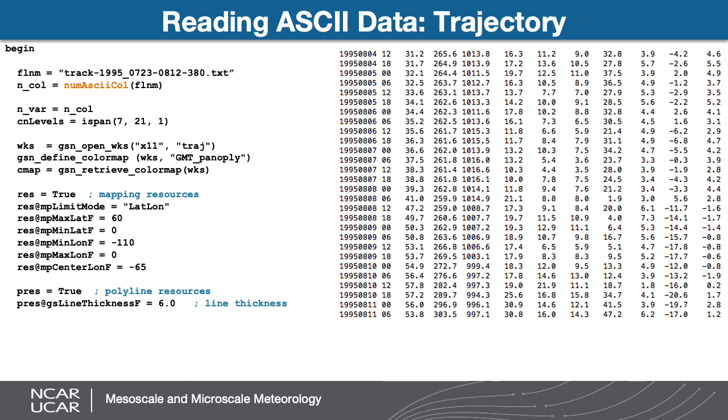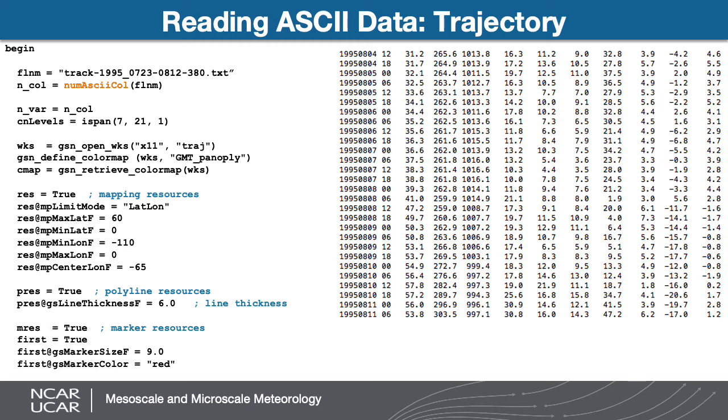We are going to make this trajectory using polylines. So we're going to set our polyline resources, and we're going to set our line thickness to 6.0, which makes a pretty thick line for our trajectory. Then we're going to set marker resources because we want to put a marker where the storm genesis happened.